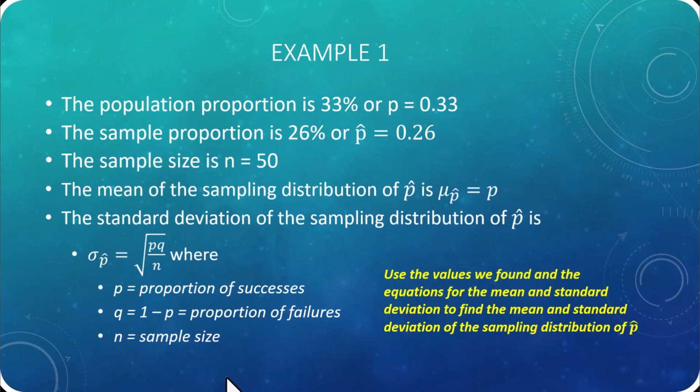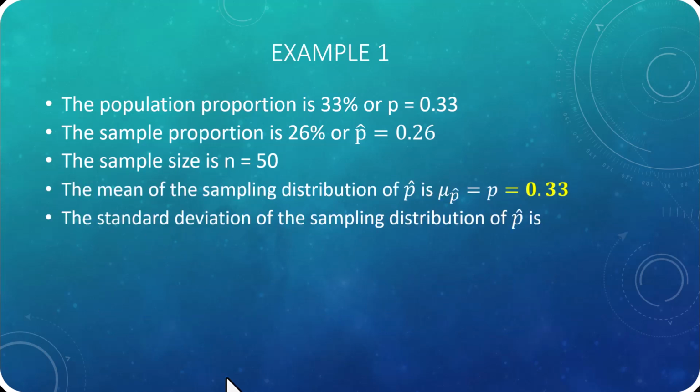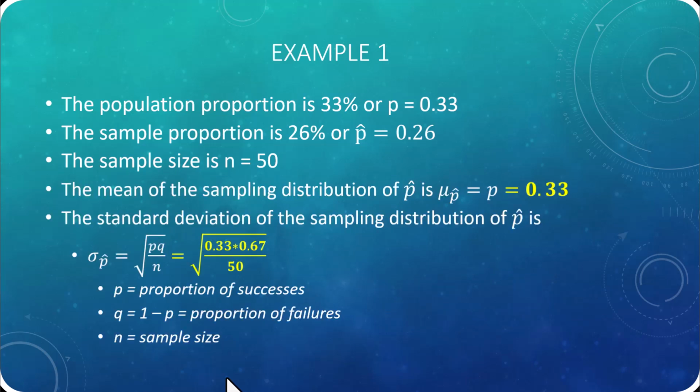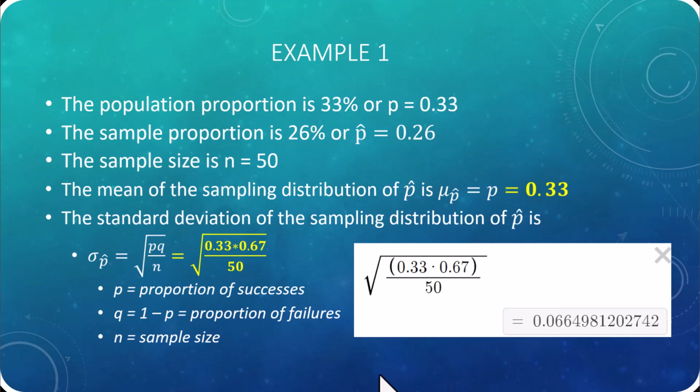So we're going to use the values that we just identified in the previous slide to calculate our standard deviation. So here we go. Remember we said P is 0.33, Q is 0.67, and then we're dividing everything by 50, our sample size. So when we do this calculation, this is the value we get, and I myself personally am going to round it to 4 decimal places.